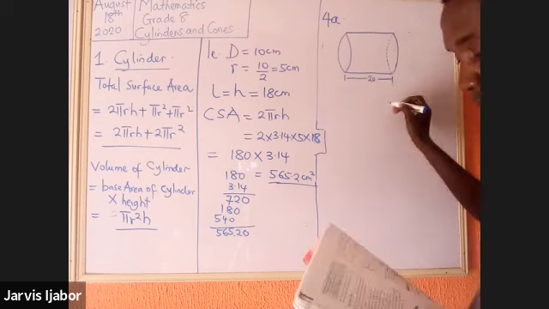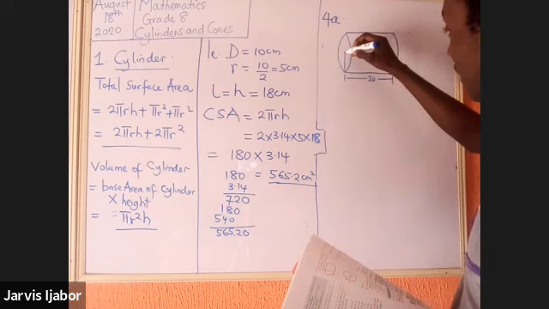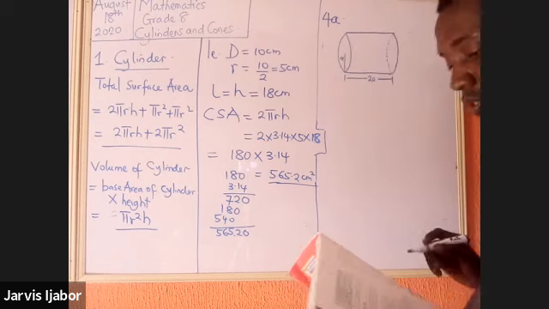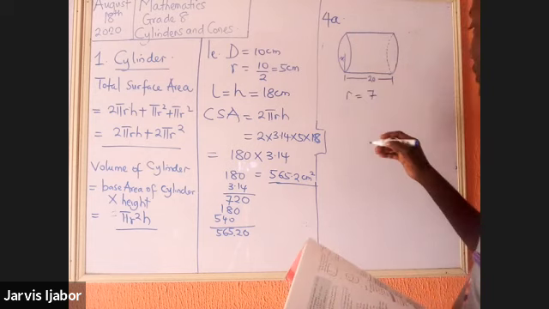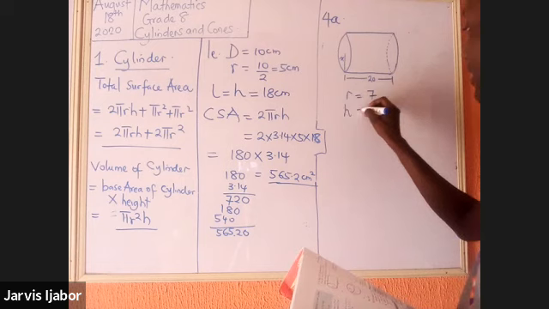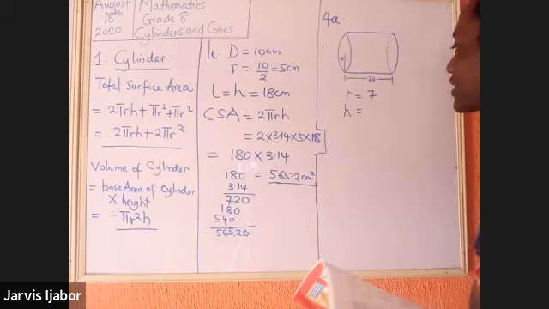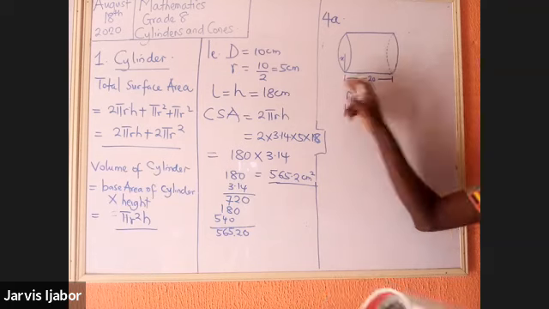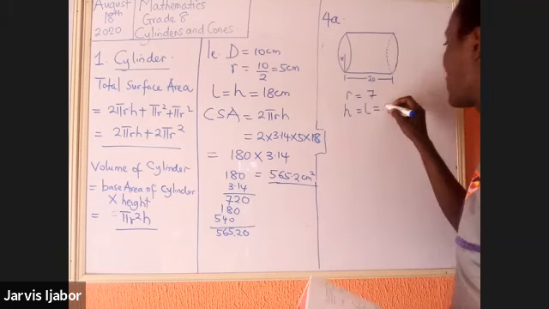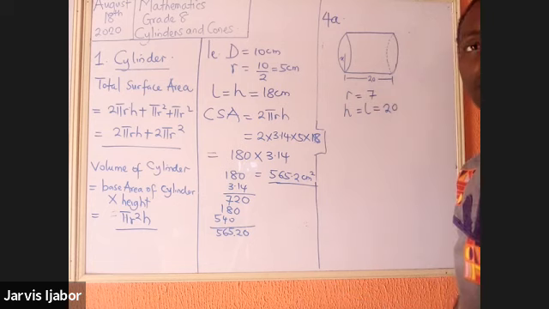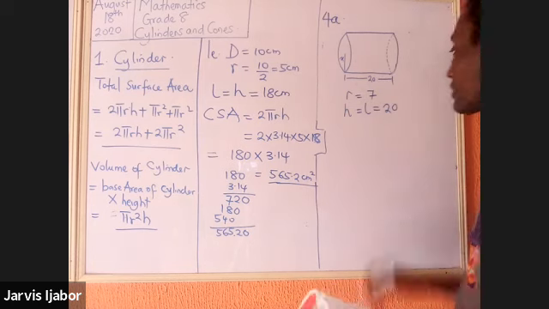This is 20, and this is 7. So the radius is 7. The height. Now, some people will say, Uncle, but it is length, the reason why they use length is because it's lying down. So either the height or the length is what? 20. All right.